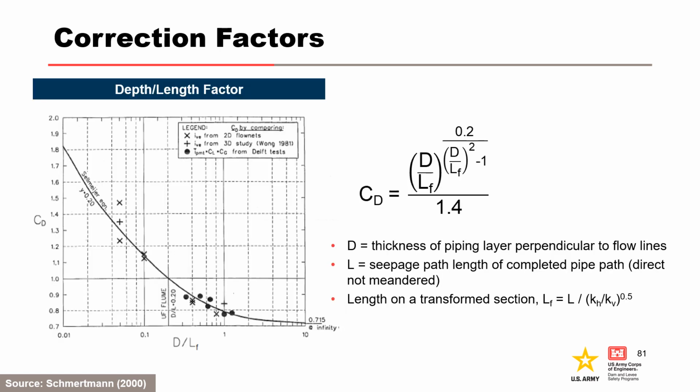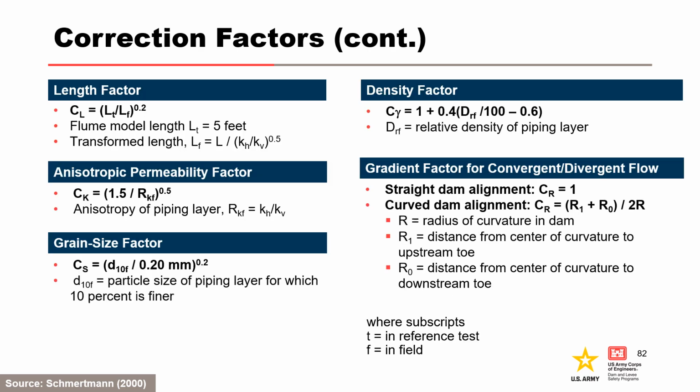Similar to the Sellmeijer method, there is a geometrical factor that is a function of the ratio of the depth of the piping layer to the horizontal seepage path length. The length factor, anisotropic permeability factor, grain size factor, and density factor are defined on this slide. The length factor requires transforming the seepage path length based on the soil's anisotropy. Schmertmann 2000 also had a gradient factor for the dam alignment, which is not often used in practice.